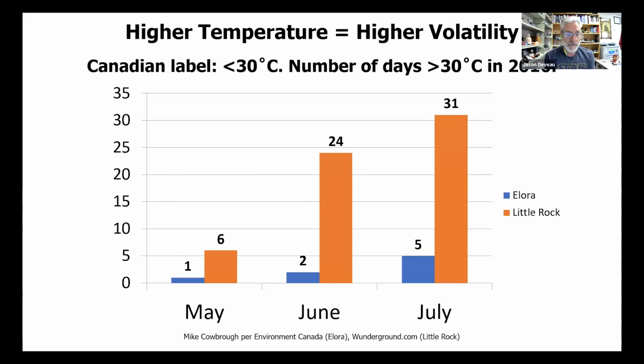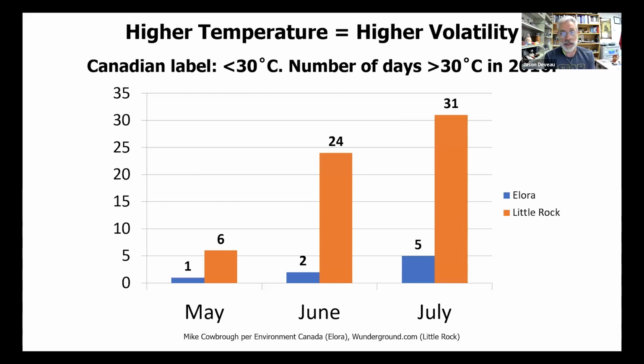And in May, there was one day in Elora where it was, according to the label, too hot to spray, where volatility would have been a really big deal. And in Arkansas, there were 6 days you couldn't spray. In June, well, Elora only had 2 days where it was so hot that you couldn't spray. Arkansas had a lot, 24 days that month.